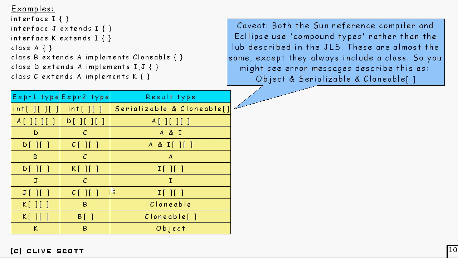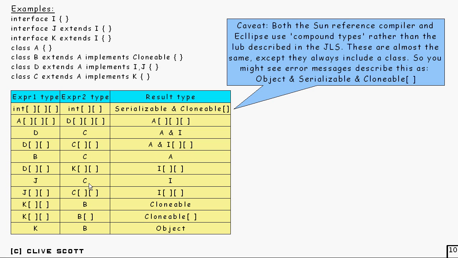You can see, of course, that you don't necessarily get an intersection type. It's quite often just a simple type. What about this D array and this K array? D and K have got I in common. That's the only thing in common. So it's I array basically, because you just pull these off, and put it back on afterwards.